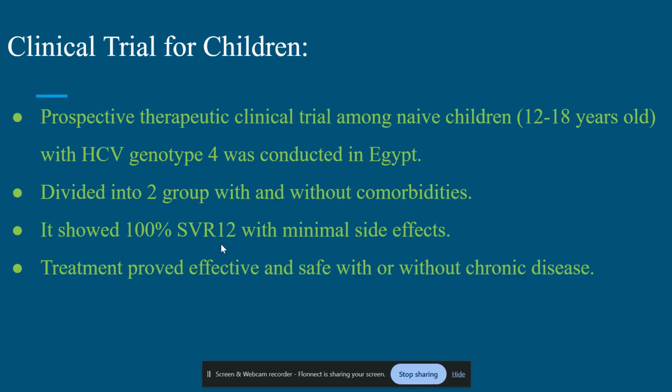So the results were very successful, with high sustained virologic response rates, and the treatment was well tolerated among children with minimal side effects, and significant improvement in the liver enzymes, ALT and AST levels, was seen. So Harvoni demonstrated high efficacy and safety in treating chronic hepatitis C virus genotype 4 in pediatric patients, including those with comorbid conditions.